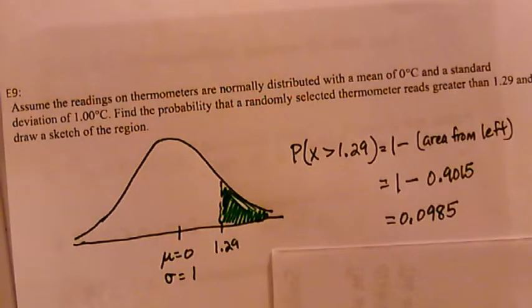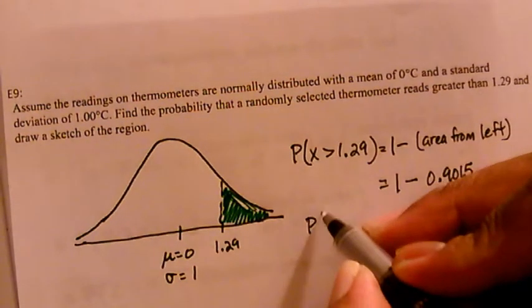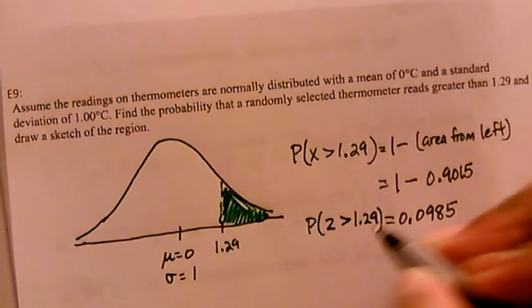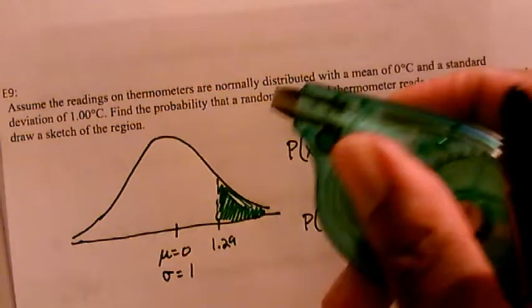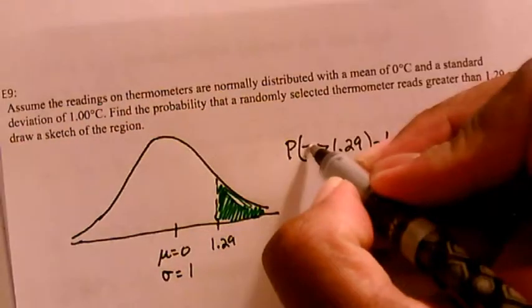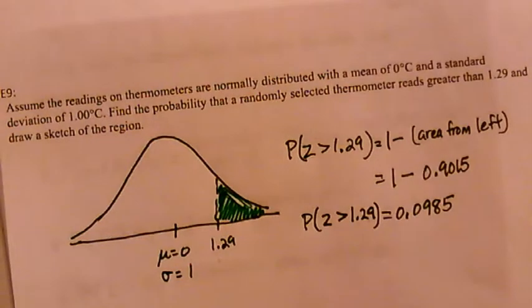So in this case, we take that area to the left of 0.9015, subtract it from 1, and you'll get 0.0985. So the probability that x is greater than, and I should say z is greater than 1.29, need to correct that, z is greater than 1.29, will be 0.0985.